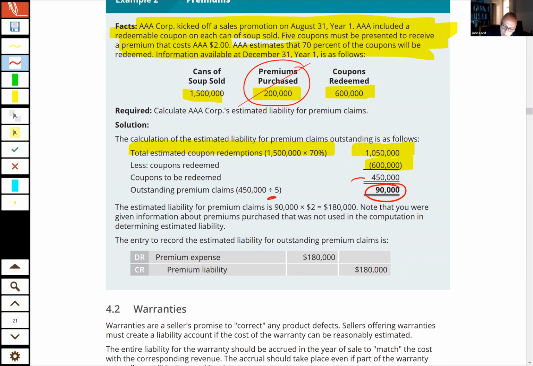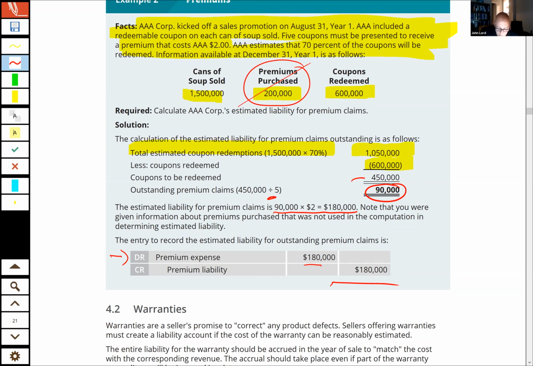Right? And so what happens? I take the 90,000 times the $2 per, sticking with my little cup example, and I debit what? Premium expense. I credit the liability. Okay, sort of a reading comprehension exercise.